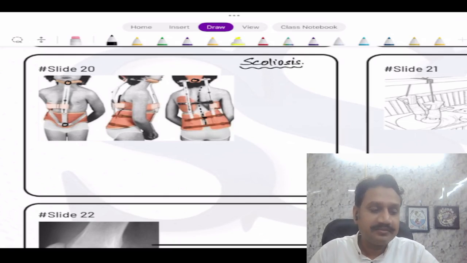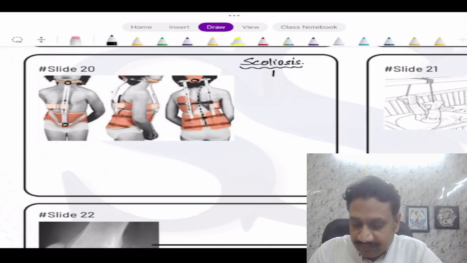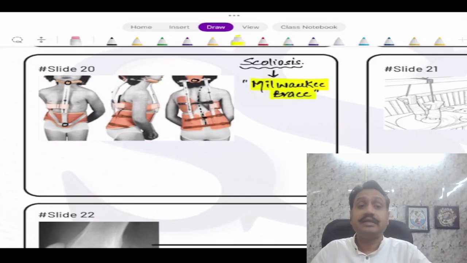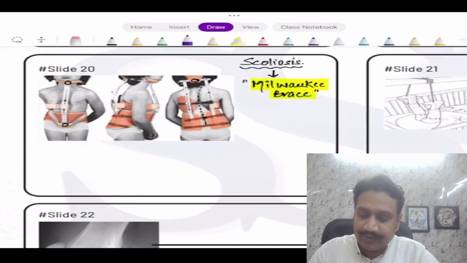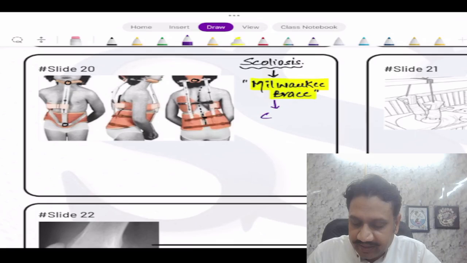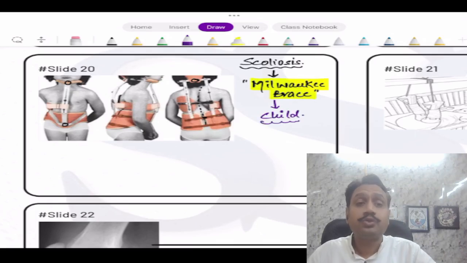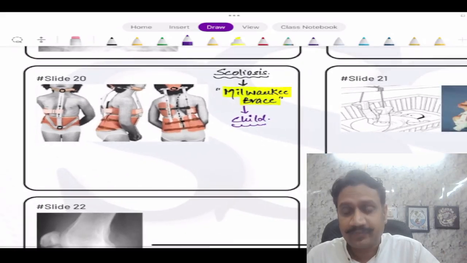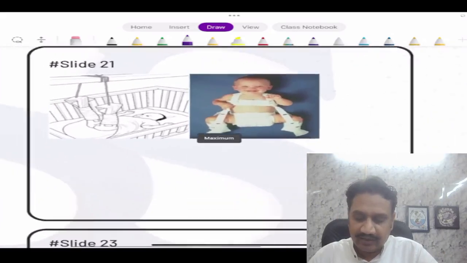What is that splint system? This is called Milwaukee, right? This is the Milwaukee brace. So scoliosis is treated by the Milwaukee brace in a child, right? This appliance that you see this child wearing is called the Milwaukee brace, which is used in a child for scoliotic deformity. All right. Then we have other two images.